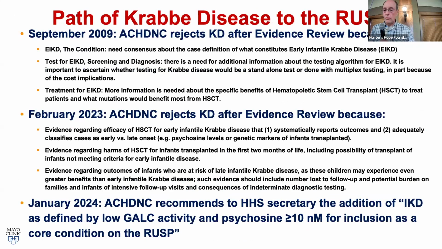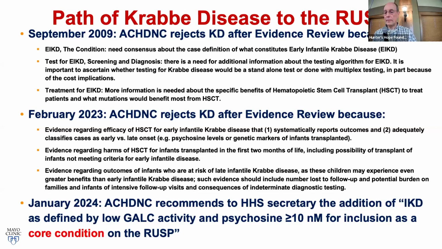So with all that complaining and giving more information to the advisory committee, last year they allowed a rapid evidence review to look at the additional data again. And in January of this year, they came around and made a recommendation to the secretary. Well, they made a recommendation at the meeting that Krabbe disease, infantile Krabbe disease, defined by low GALC activity and cyclozine greater than 10 nanomolar, should be included as a core condition in the RUSP. That is what they said at their meeting.